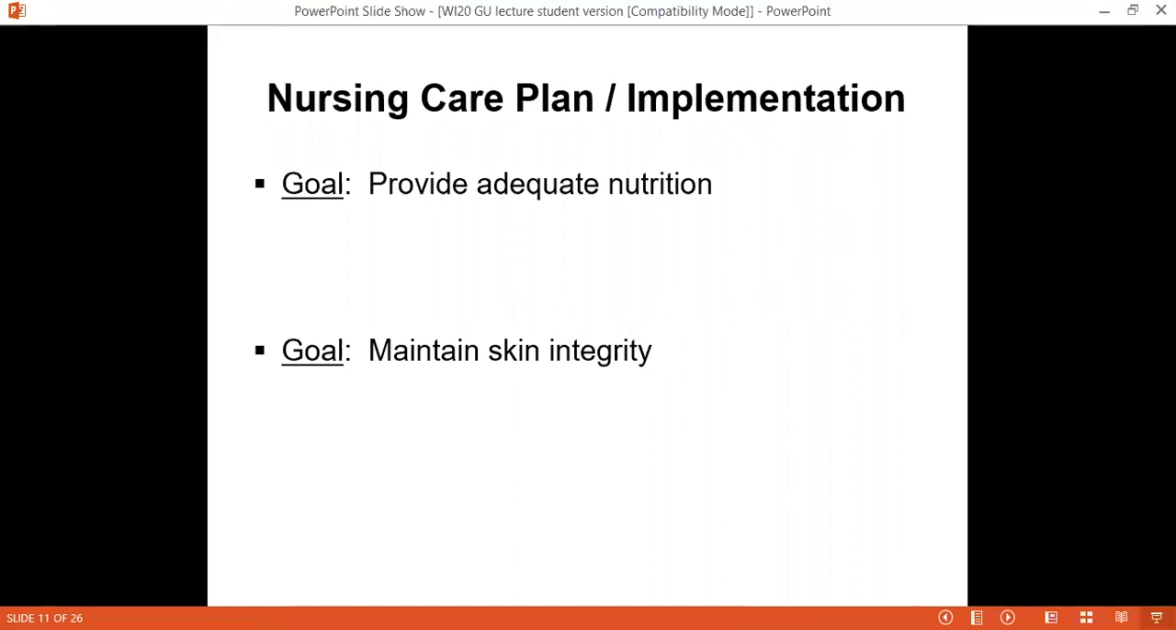In order to provide adequate nutrition, you'd want to stimulate their appetite. We do that by offering choices, appropriate choices. What are some of their favorite foods? Find that out. And if they're appropriate, let's offer those. Small portions, make the meals as regular as possible.